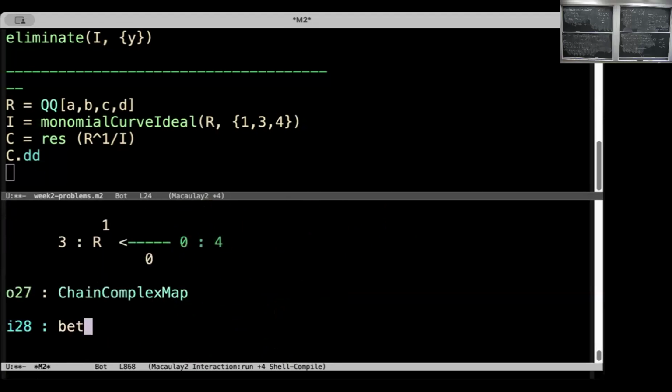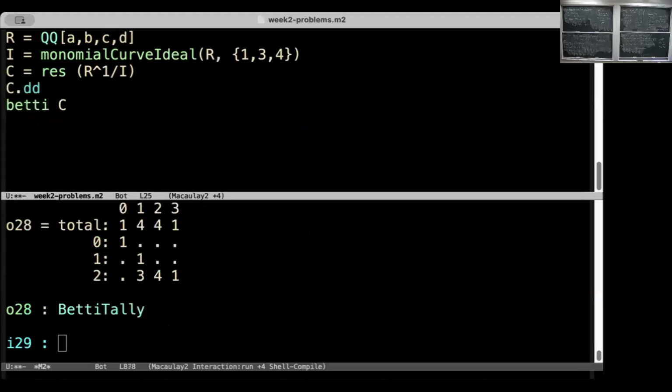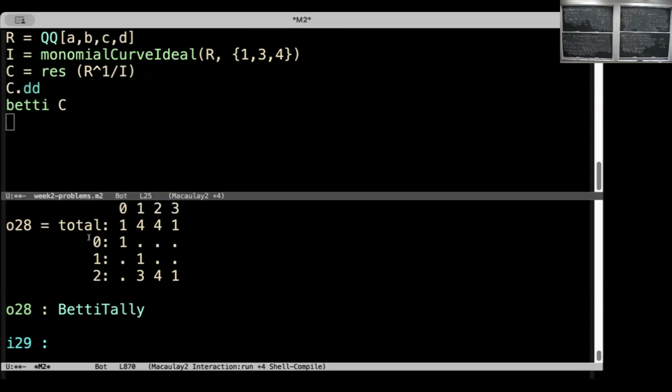We can also do Betti of C, and this gives us the display that we were mentioning. So the 0, 1, 2, 3 and the 0, 1, 2 are the various degree indices. This is homological degree, and these are actuals. I think of them as slanted degrees, but the entry here is the number of elements at that homological degree of the degree, which is the sum of the two numbers.